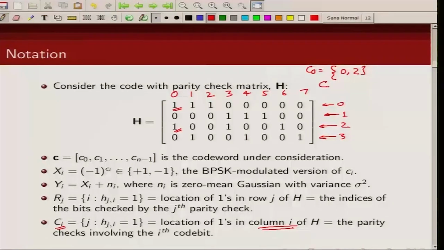Similarly, C1 is going to be 0 and 3, because it is participating in the 0th parity check equation and the third. You can take any, let us say C4. What is C4? The fourth bit is participating in parity check equation 1 and parity check equation 3. So, like that you can find out what is Ci. Fine.